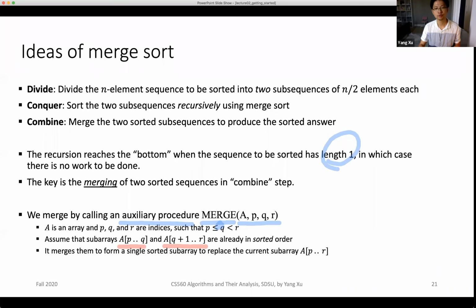In the next slide, we will show the pseudocode. We will show how we design merge sort, the ideas of the merge algorithm, and then we will show a pseudocode implementation of it.